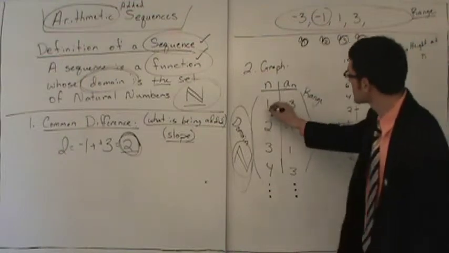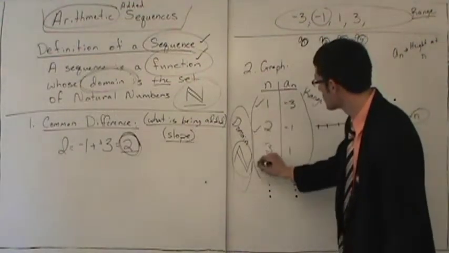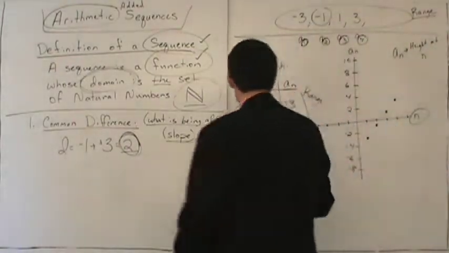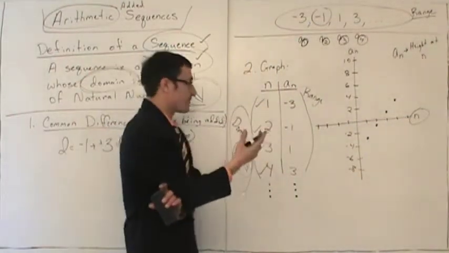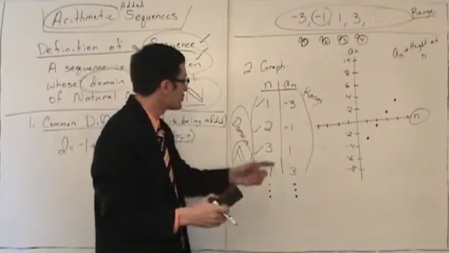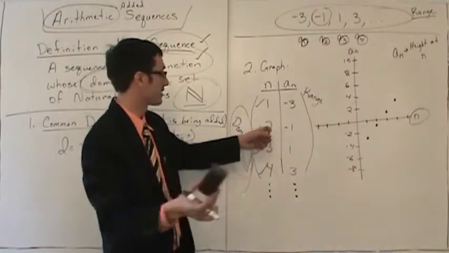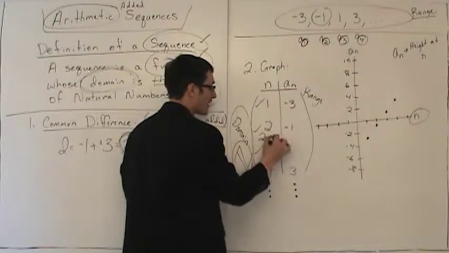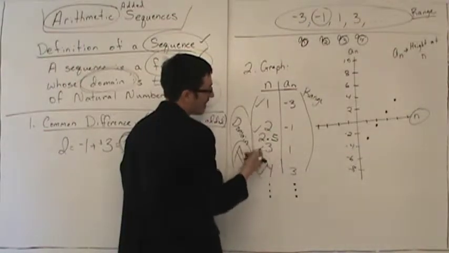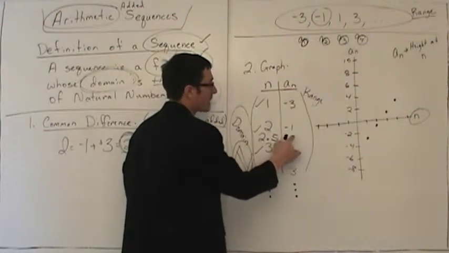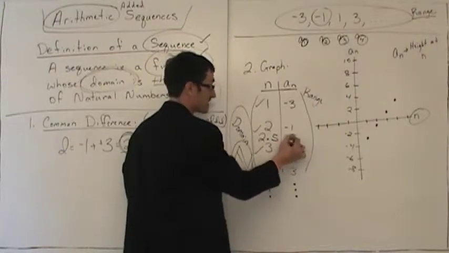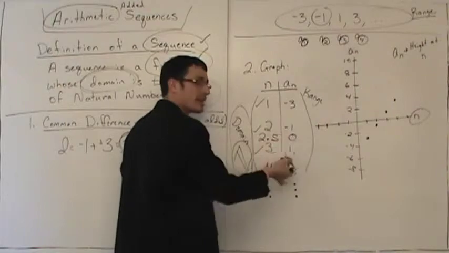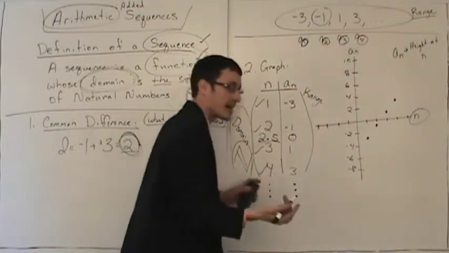No. Why not? Because our domain is what? Just 1, 2, 3, 4. There are gaps in the domain. Look, for instance, is 2.5 in the domain? No. So what if 2.5 were in the domain? Well, we would have a y value of probably 0. But this is not a point in the function because 2.5 is not in the domain.